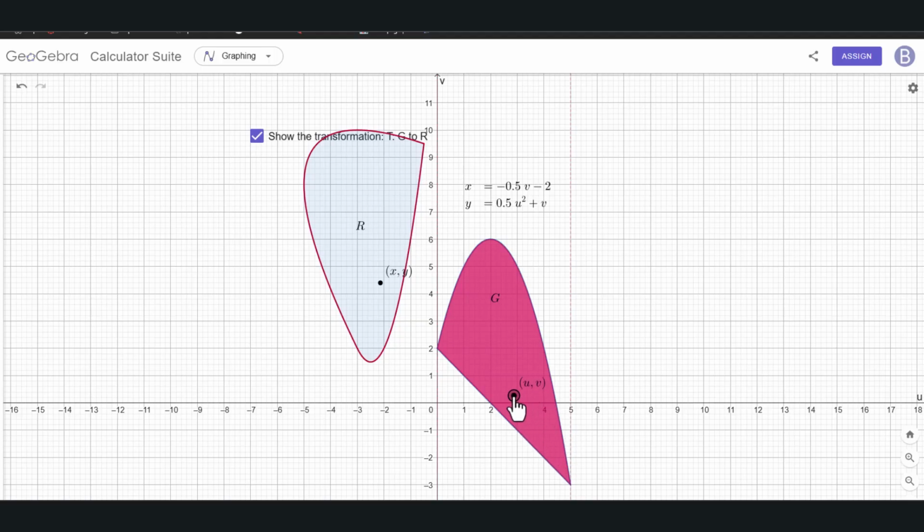In terms of this picture, this point of x and y over here can only come from one point inside the domain of G, which happens to be this UV, if it is in fact a one-to-one transformation. If it's not a one-to-one transformation, I can find some point inside this R region, maybe this point over here, which I'll try to get to.